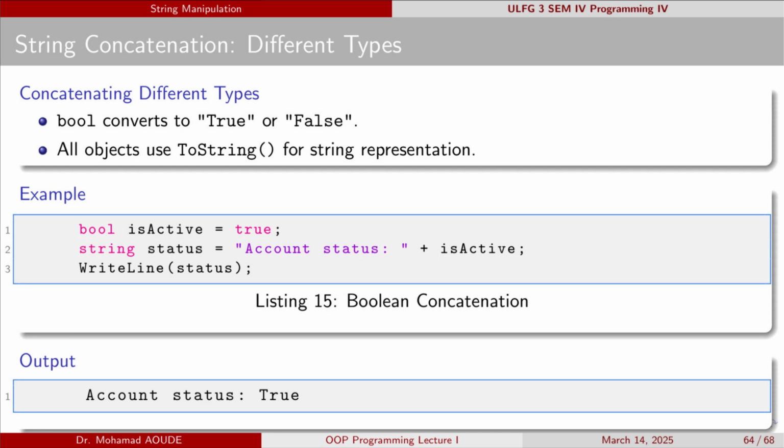C# automatically handles different types when concatenating. For example, a boolean becomes true or false when concatenated. ToString is called automatically to turn non-strings into string format. This allows easy combination of numbers, booleans, dates, and more into human-readable sentences.